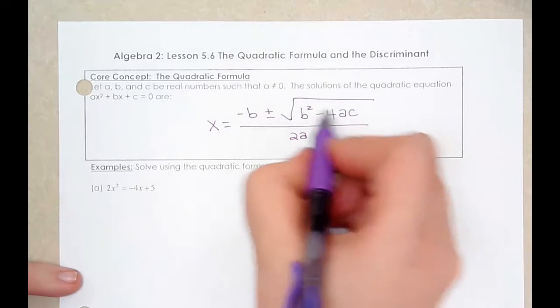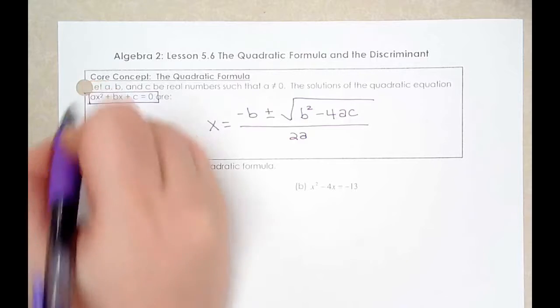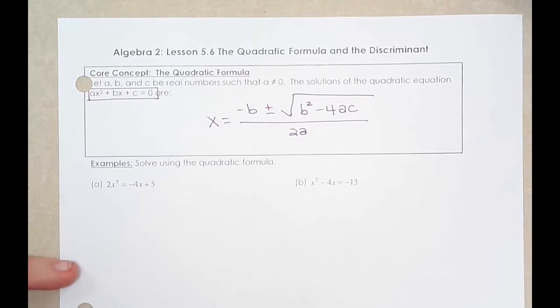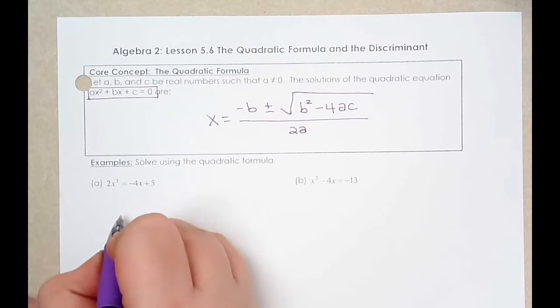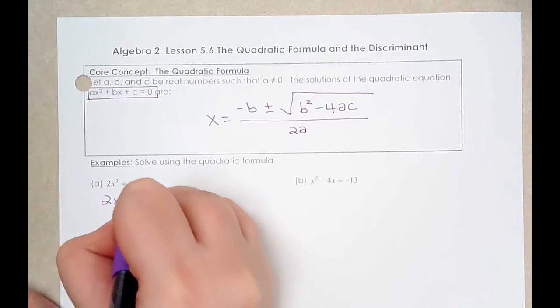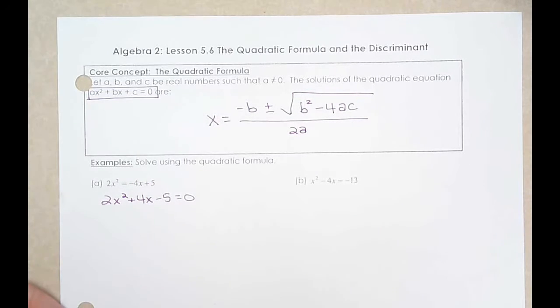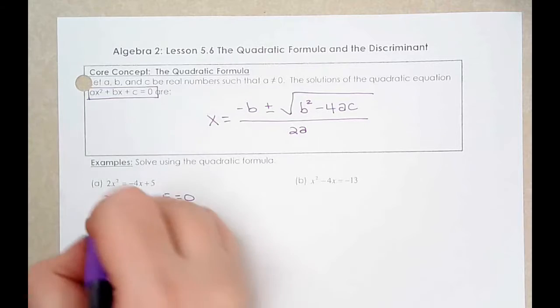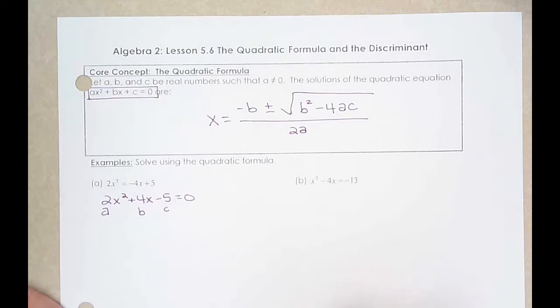The other thing you need to see with this is that in order to use it, our equation has to be in standard form. It cannot be in any other form. So when we look at this first example, notice it's not in standard form. I have to change it to be in standard form. Once it's here, I'm going to identify each of my coefficients. I've got my a, my b, and my c.